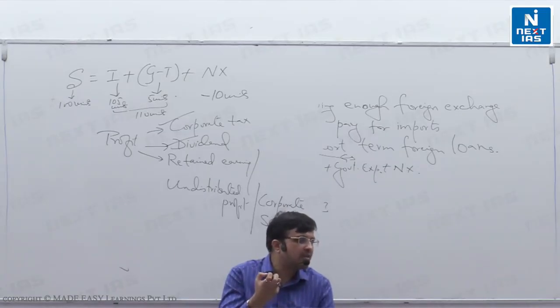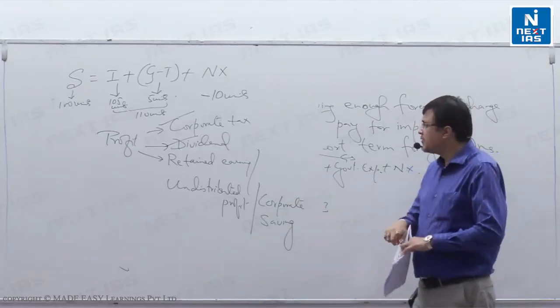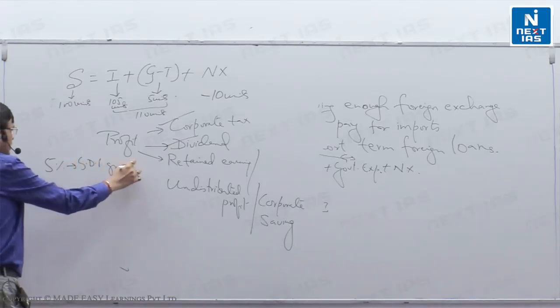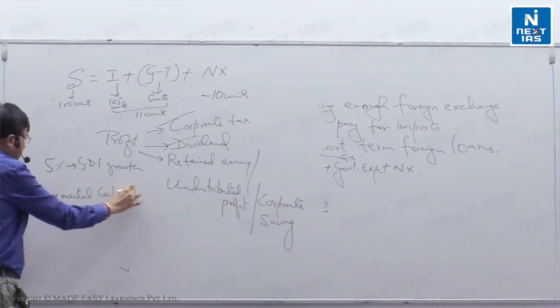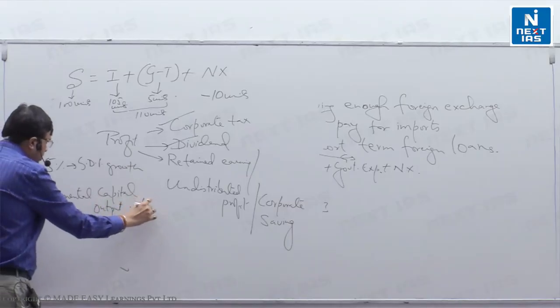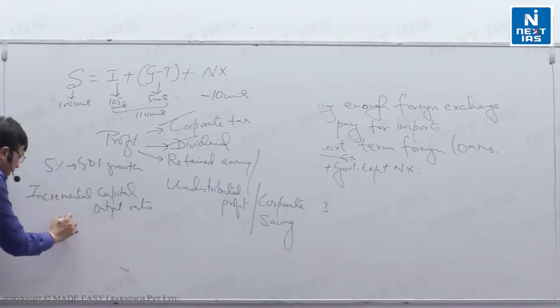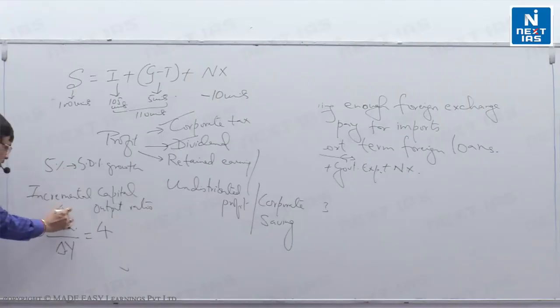The idea was, unless you have a savings rate around 20%, you can't grow fast. You recall the capital output ratio? Think like this. If you are planning a 5% GDP growth, and you know your incremental capital output ratio, that is, extra capital needed to produce extra output, is, suppose, 4. It was 4 in the case of India. So that means you need 4 units addition to capital.